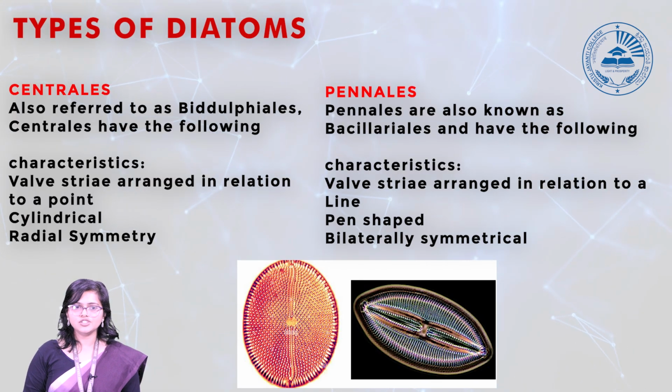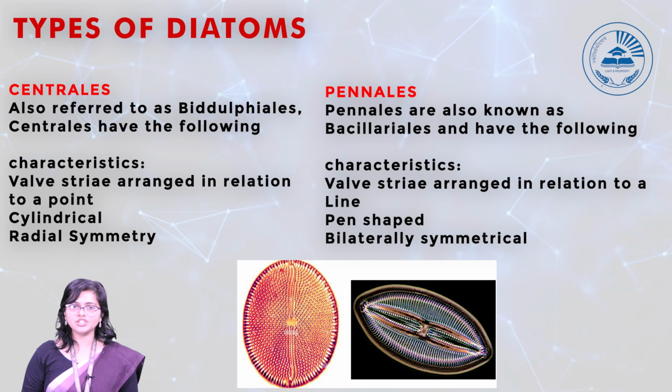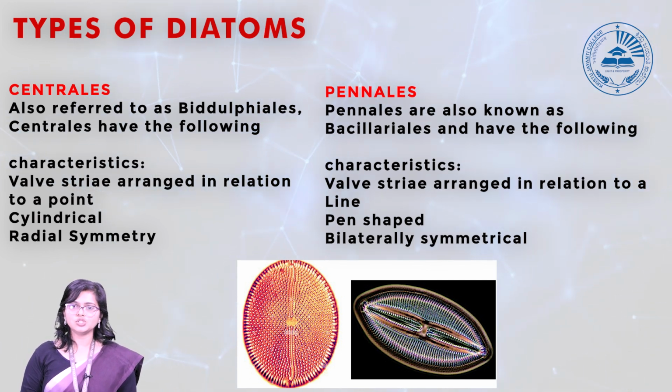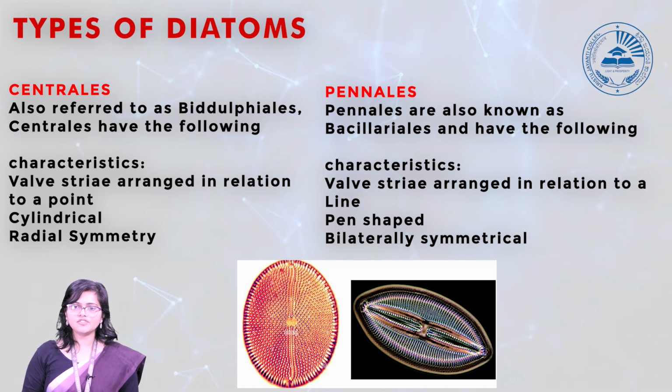So centrales, also called Biddulphiales, have valve striae which are arranged in relation to a point. This point is in the center and from there the striae start. Hence they have radial symmetry. They are cylindrical in shape. While pennales, also called Bacillariales, have the following characteristics. Their valve striae are arranged in relation to a line. So that's why they get bilateral symmetry. Their shape is boat shaped or pen shaped.